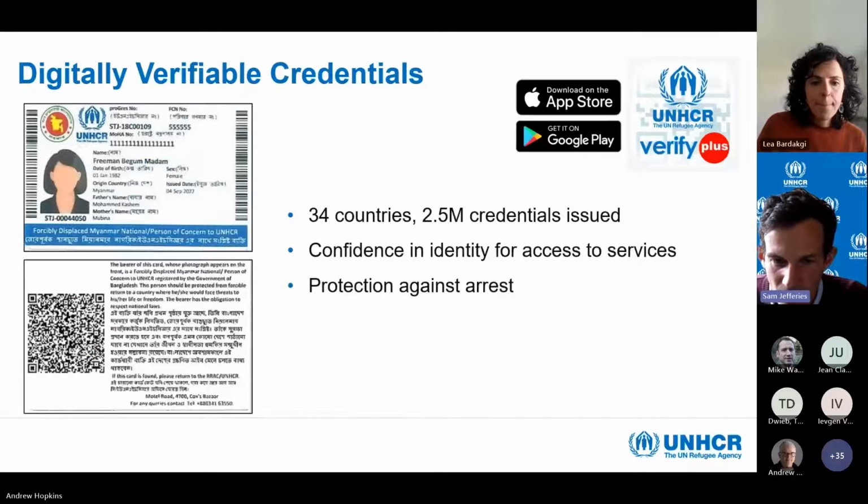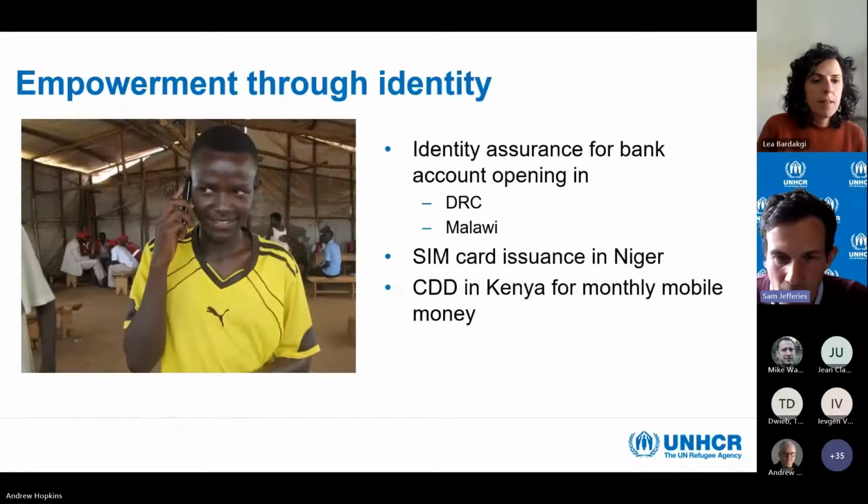And here's an example of one of our latest generation of identity cards, which allows people to self-assert the validity of their identity credentials to anybody in any context using a commonly available app on the App Store. This example is now available in 34 countries worldwide and has protected people from arbitrary arrest as well as from being returned to their home countries unnecessarily.